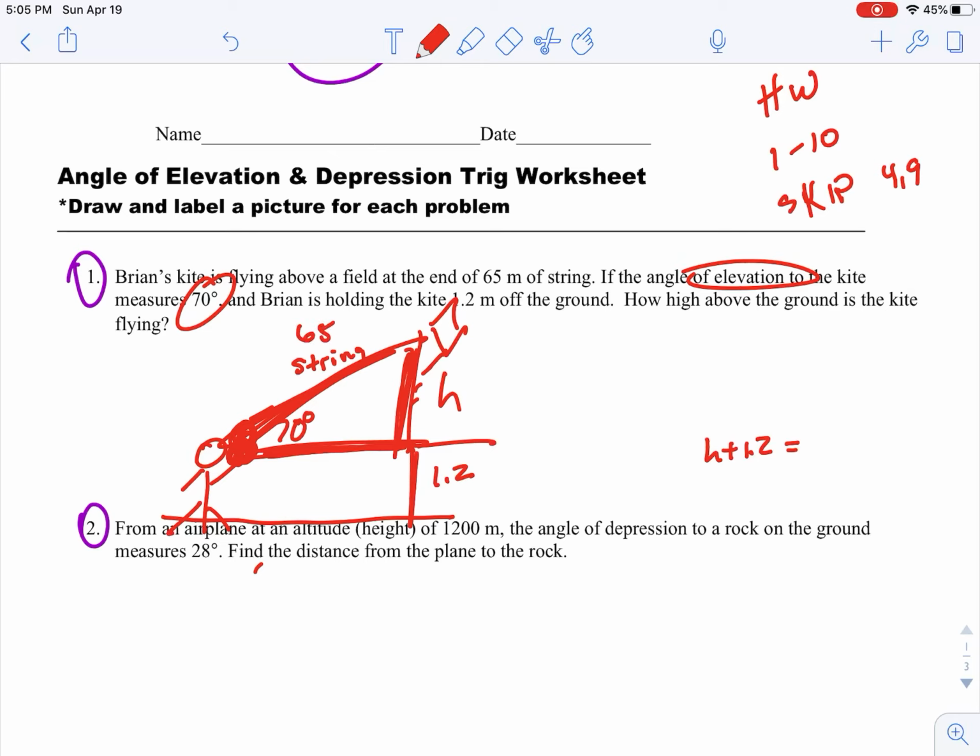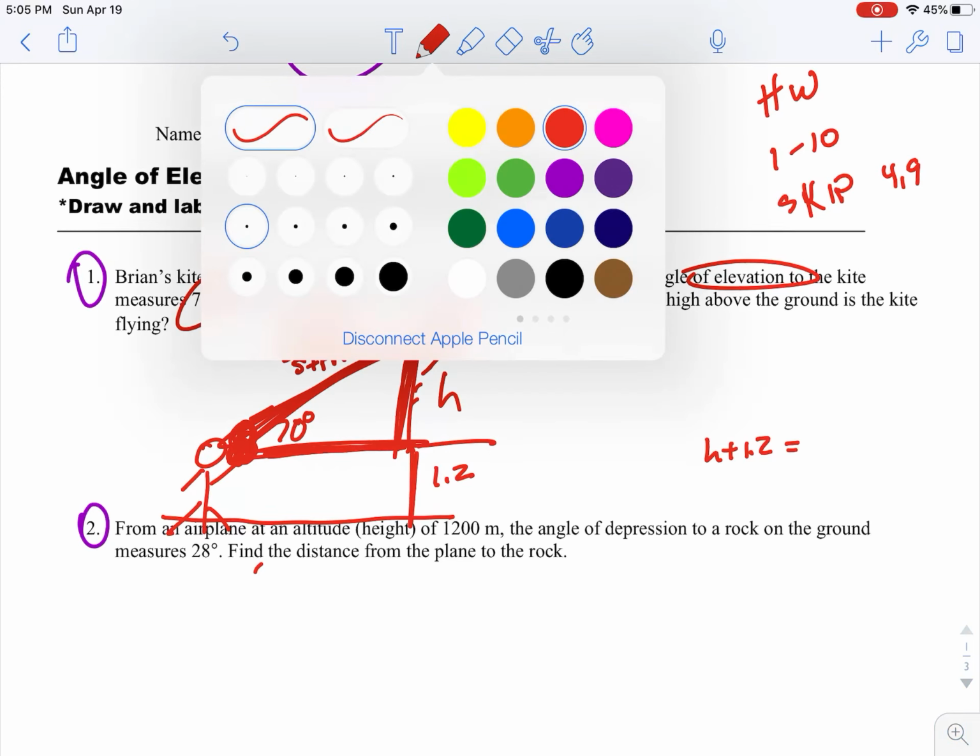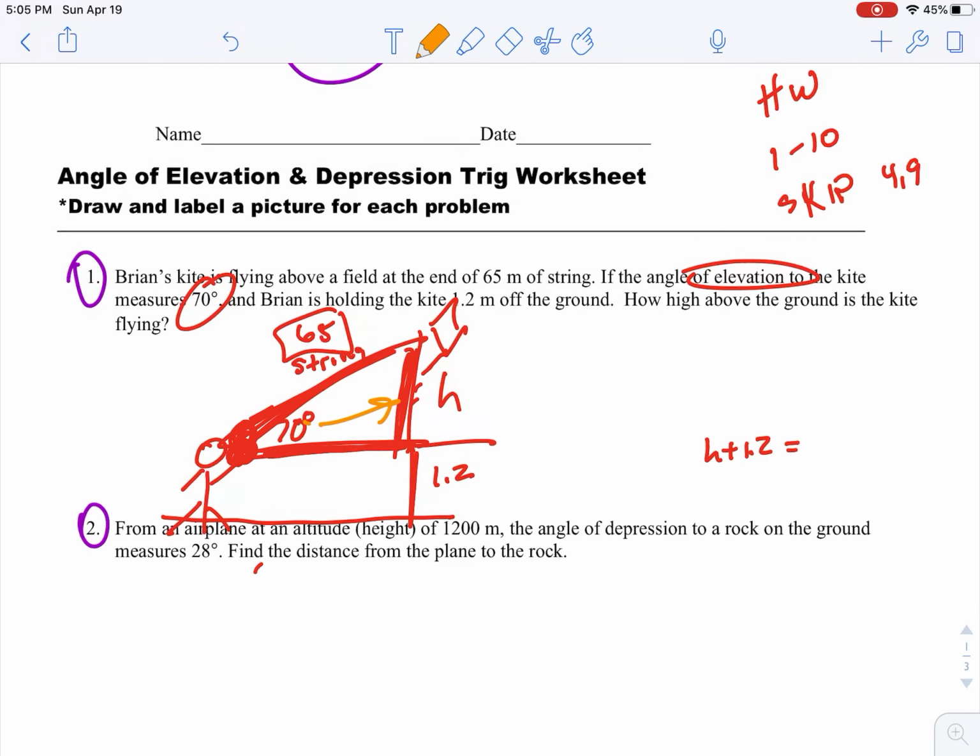All right, so anyway, 65. Here we go. Opposite over hypotenuse. Guys, this is tricky. The word problems are tricky, no doubt.